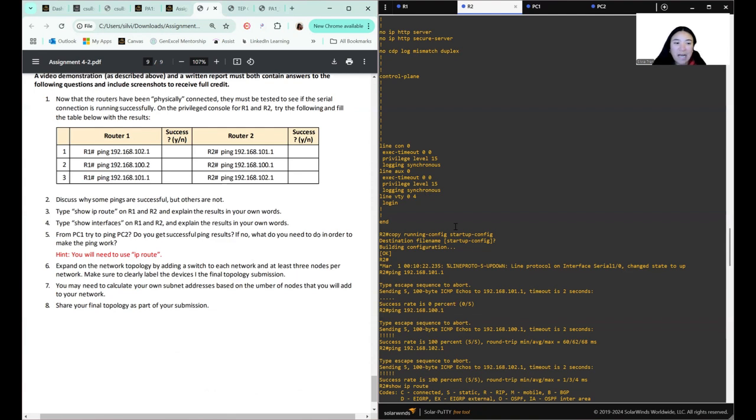I believe that it basically suggests that there is no routing between those two, and so that's why it can't communicate to each other between the network.